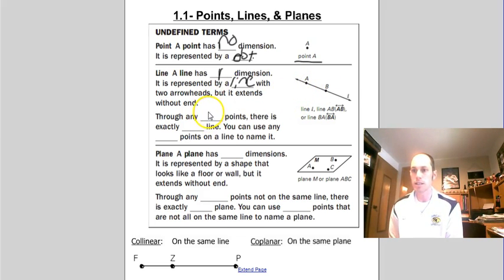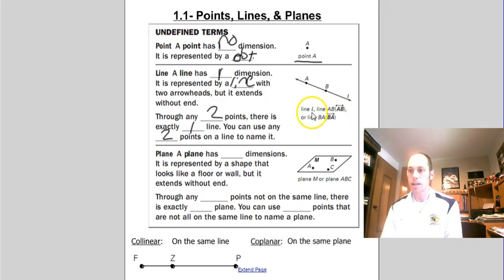So in order to be a line, it's got to have 2 points. There's exactly one line through those 2 points. And when we name the line, we can use any 2 points that are on the line. In this case, we have 2 points A and B, so we can call it line AB. We can use the symbol with the arrowheads over it, AB. We could also call it line BA. We'll use the same thing.